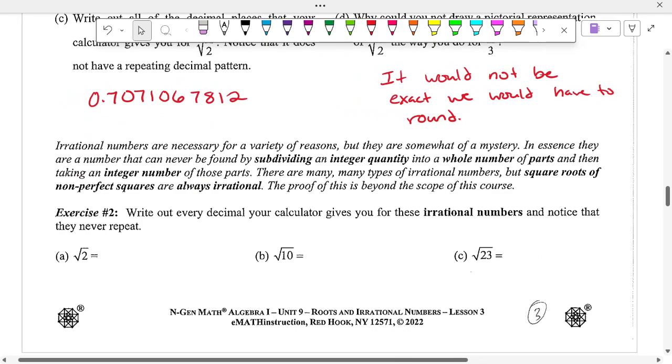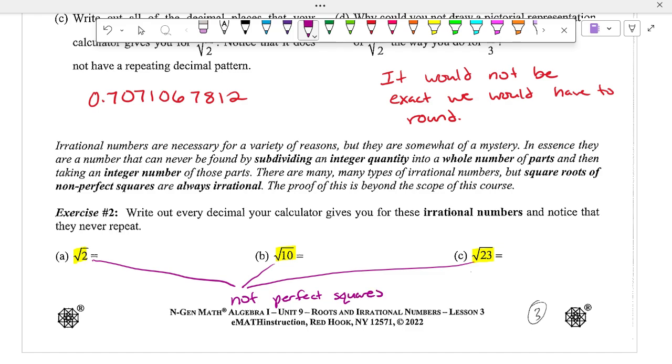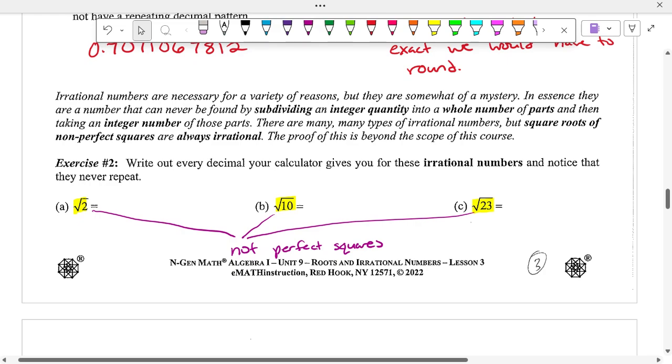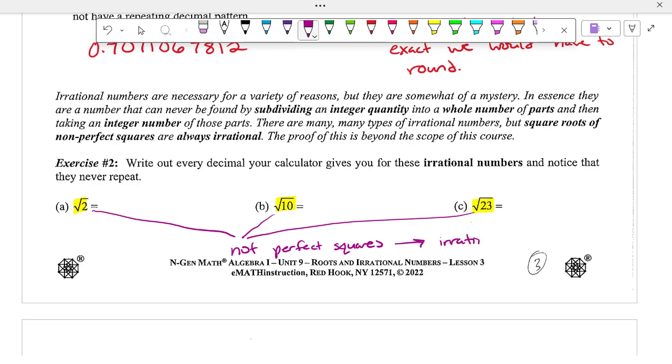We're not going to do the whole thing for A, B, and C, but just note these numbers. What do you notice about what's under the radical? What's true? They're not perfect squares. All 3 of these numbers have in common that they're not perfect squares. That's exactly what happens here. So if you don't have perfect squares, non-perfect squares give you irrational numbers.